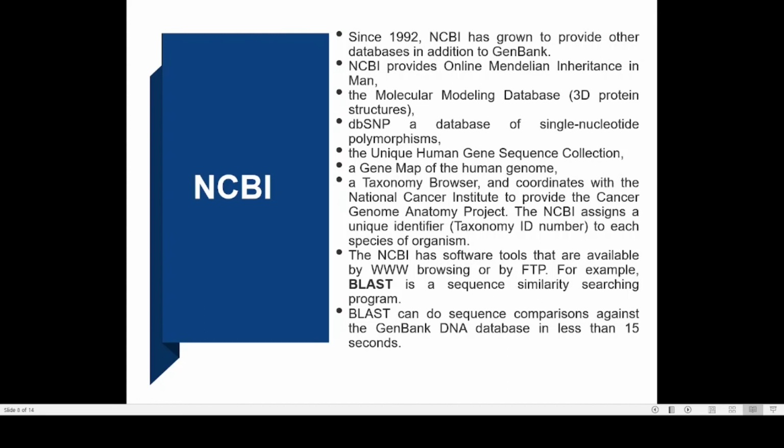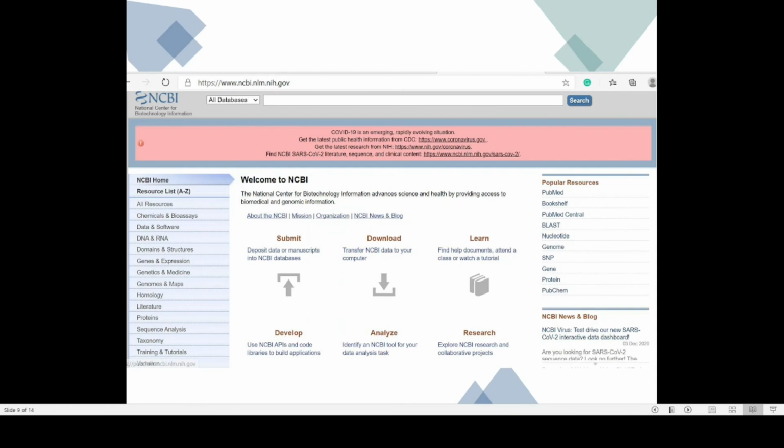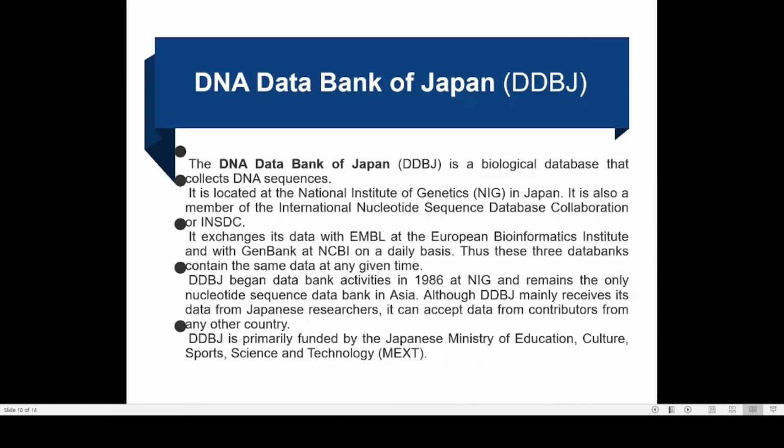They have GenBank, and the second most important function is NCBI BLAST as a search engine. Here this is the picture of the NCBI. Now another type is the DNA Data Bank of Japan. That is the second data bank, the DNA Data Bank of Japan.